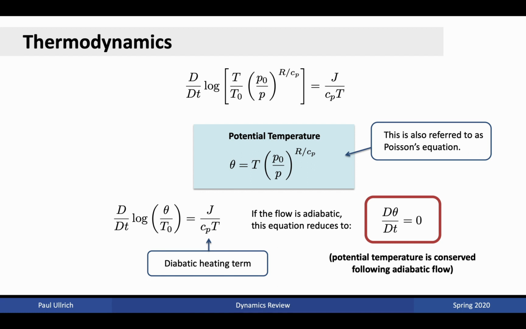So plugging this into our equation on the top, we get a very simplified form. Material derivative of the logarithm of theta divided by T0 is equal to J over CpT. So we basically have that the change in potential temperature within the fluid is related to the diabatic heating term. If the flow is adiabatic and the diabatic heating term is equal to 0, then the T0 can be neglected, and we basically end up with simply that the time rate of change of potential temperature following the fluid parcel is equal to 0. Specifically, this means that the potential temperature is conserved following an adiabatic flow.